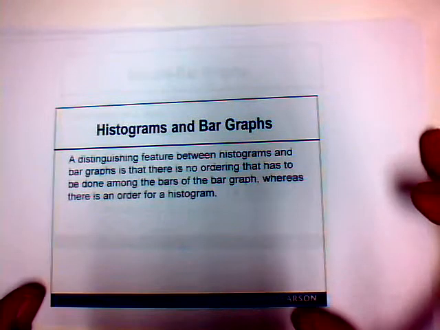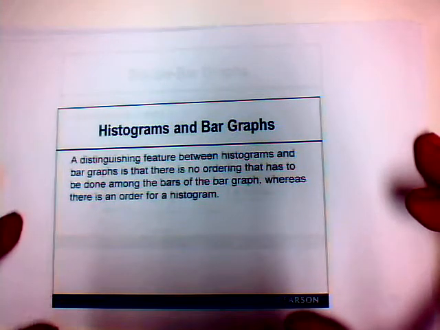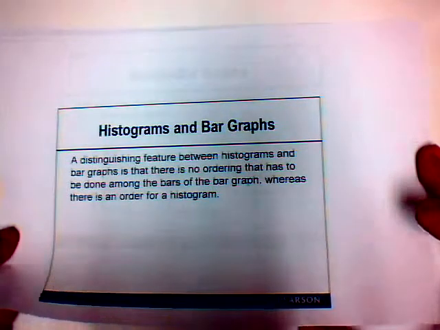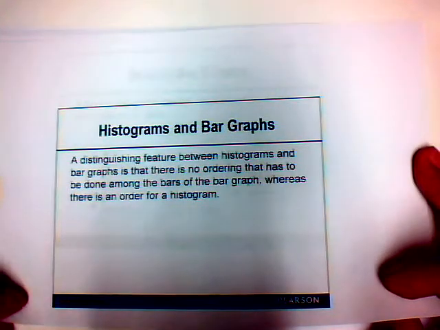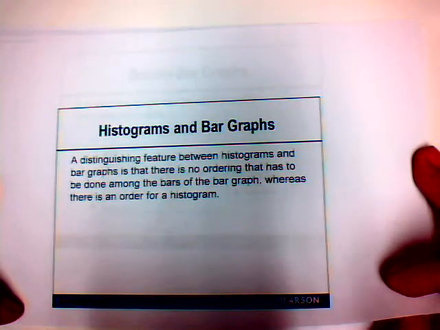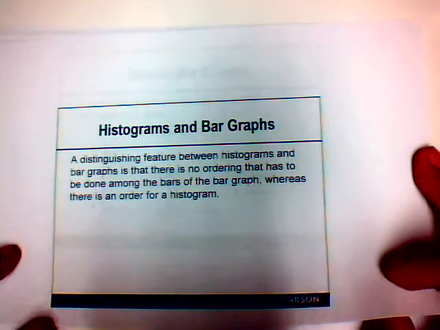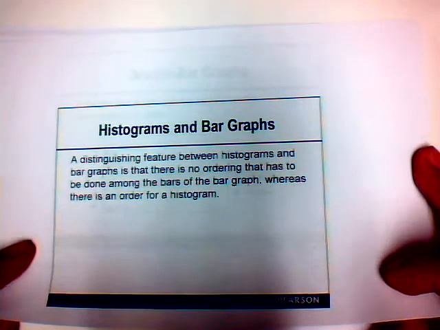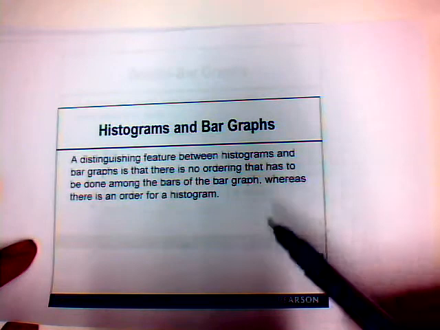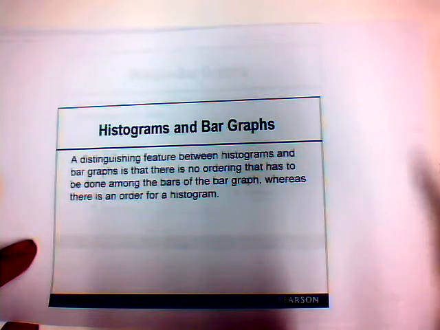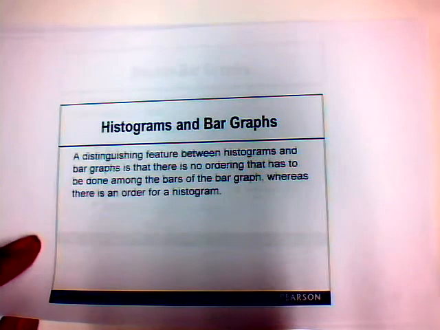Okay, a distinguishing feature between histograms and bar graphs is that there is no ordering that has to be done among the bars of the bar graph, whereas there is an order for a histogram. So with a histogram, we had to do 40 to 49, 50 to 59, 60 to 69, and so on. But with that bar graph of those 5 students' heights, the order does not matter.